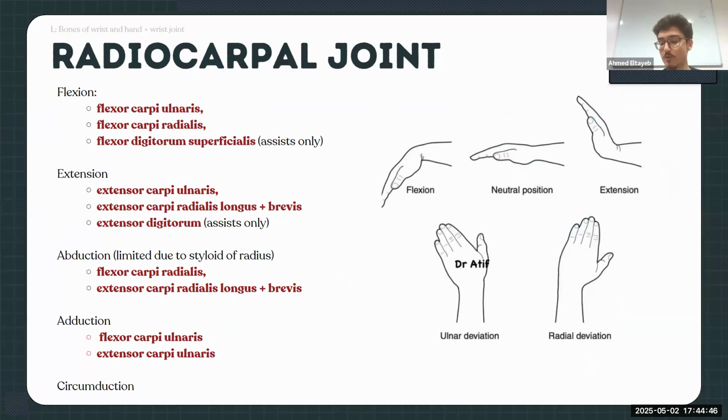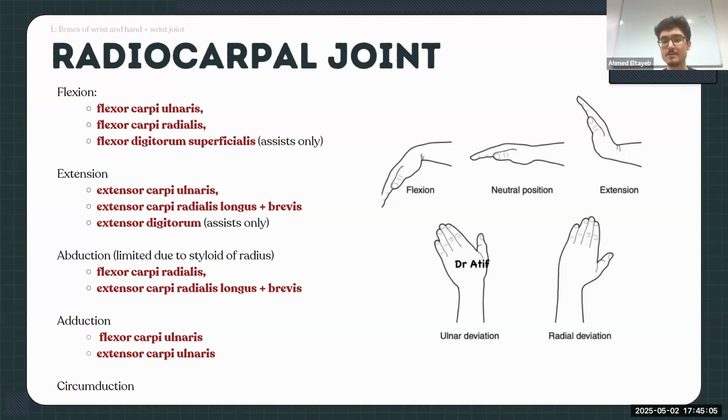What did we say for our flexor compartment? We have flexor carpi ulnaris and radialis. Their main function is to flex the wrist. You see how the wrist is flexed? It could be like this, or it could be like this.